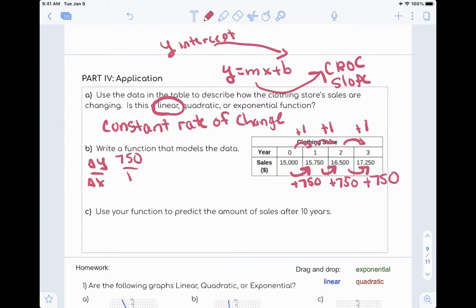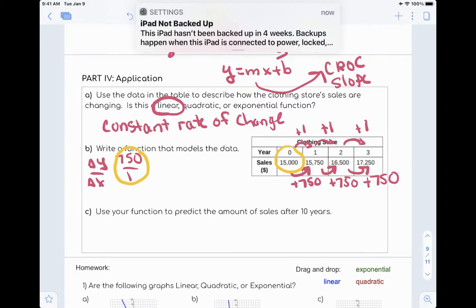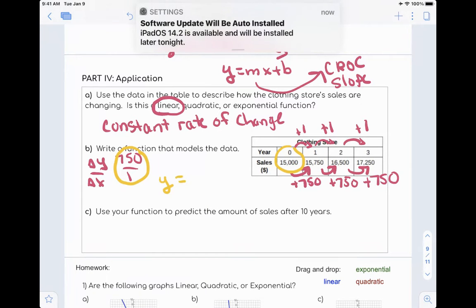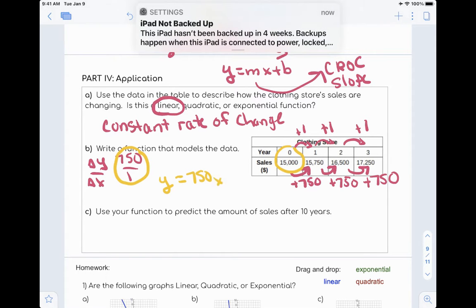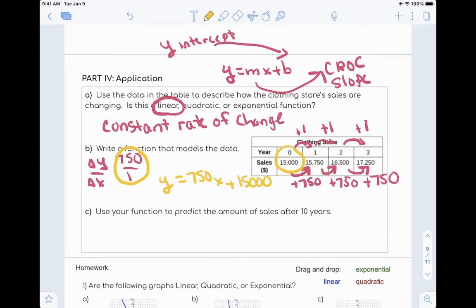So when we look in the table, we can see the y-intercept is right here. And we have our slope. So I'm going to substitute that in. Y equals 750x plus 15,000. And that is a function that would model this data.